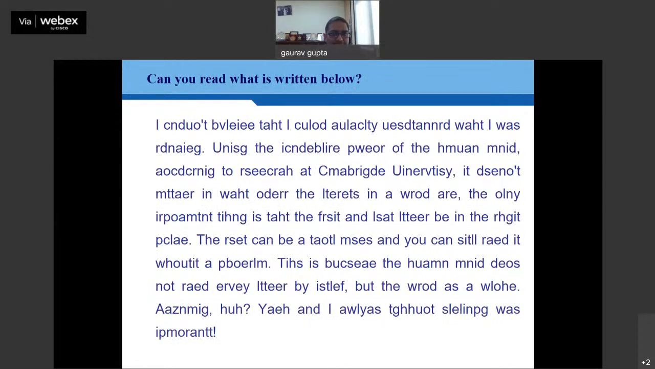Okay, so if you read this text fast and loud, you will be able to read everything without a problem. Let me read it for you. It says, I could not believe that I could actually understand what I was reading using the incredible power of the human mind. According to the research at Cambridge University, it doesn't matter in what order the letters in a word are. The only important thing is that the first and the last letter be in the right place. The rest can be a total mess and you can still read it without a problem. This is because the human mind doesn't read every letter by itself, but the word as a whole. Amazing. And yeah, I always thought spelling was important.